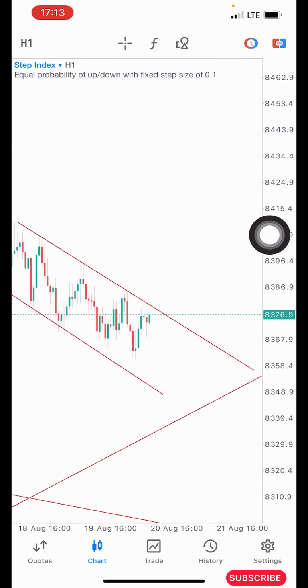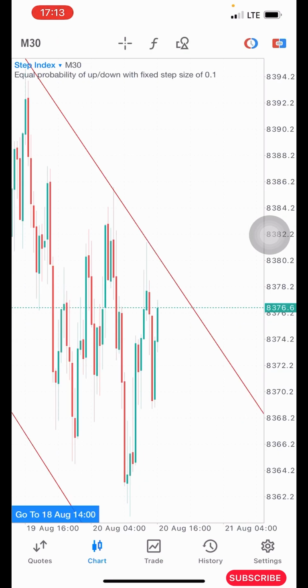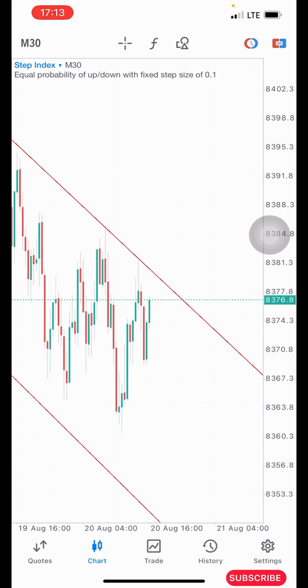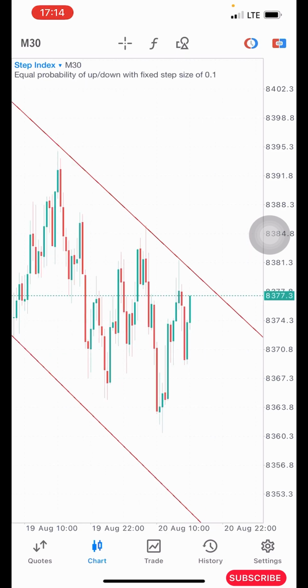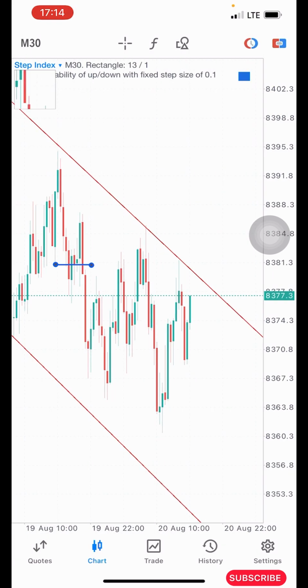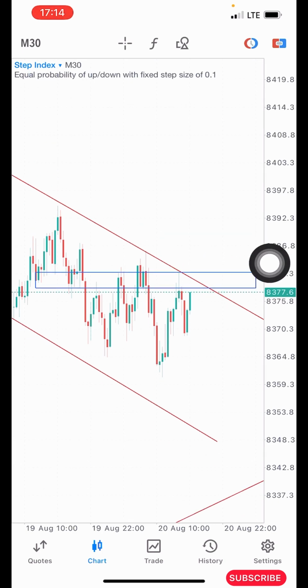Right, so I need to prepare for any of those movements. So I'm stepping down to the 30-minute time frame, and here on the 30-minute time frame, I think I will be waiting for this movement. I'll put in some resistance zone here to have a clearer understanding of what's happening.